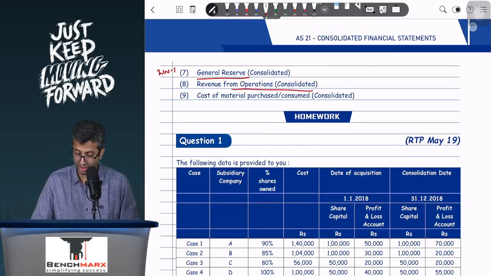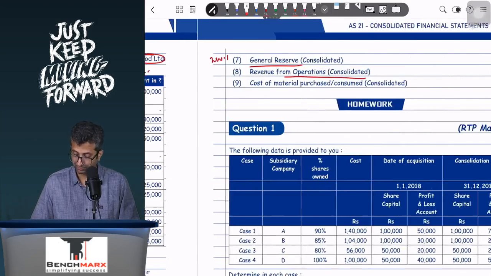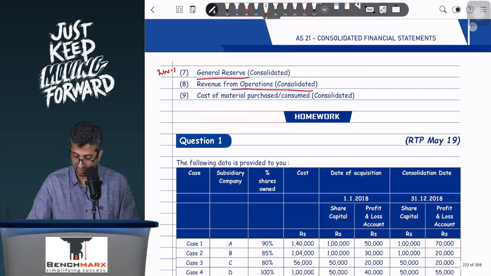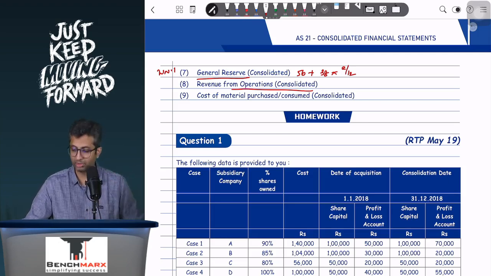Revenue from operations consolidated. When I look at revenue from operations, I will take 56 lakhs. Will I take 38 lakhs fully? No. I will take 56 lakhs plus 38 lakhs, if this is accruing evenly throughout the year, into 2 by 12, because only the last 2 months revenue will be consolidated. 38 into 2 by 12 comes to 6.33, plus 56 comes to around 62.33.